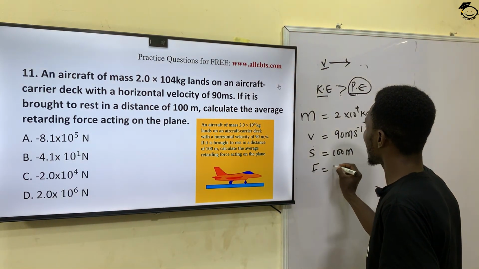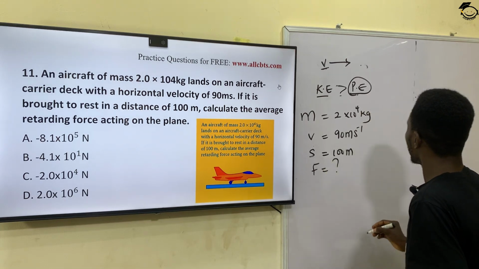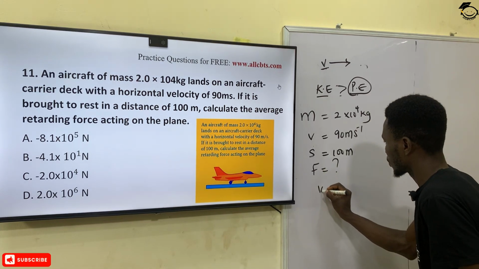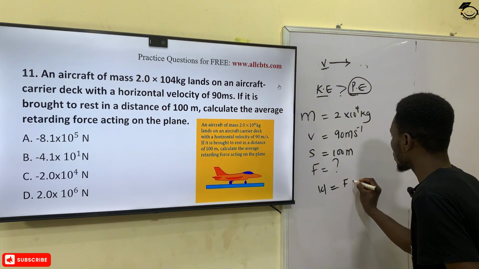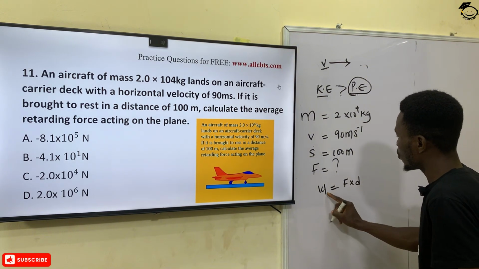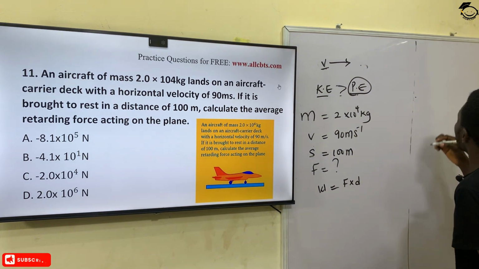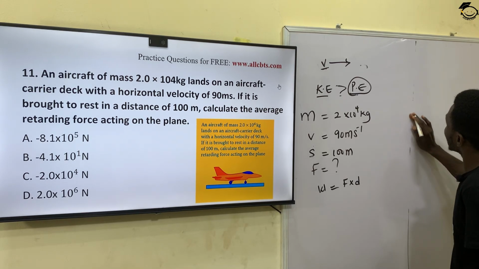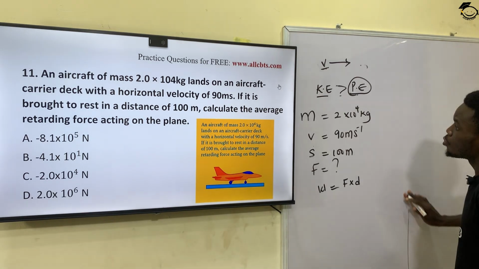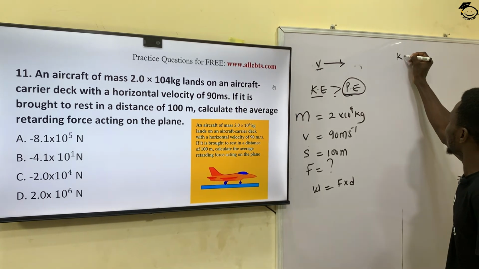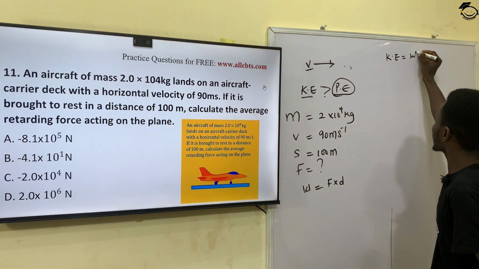So we are looking for the retarding force. We do not know it, but we know that the work done here is equal to force times distance. And we know also that since this is a body that is moving, it has kinetic energy. And we know that kinetic energy is also equal to work done.